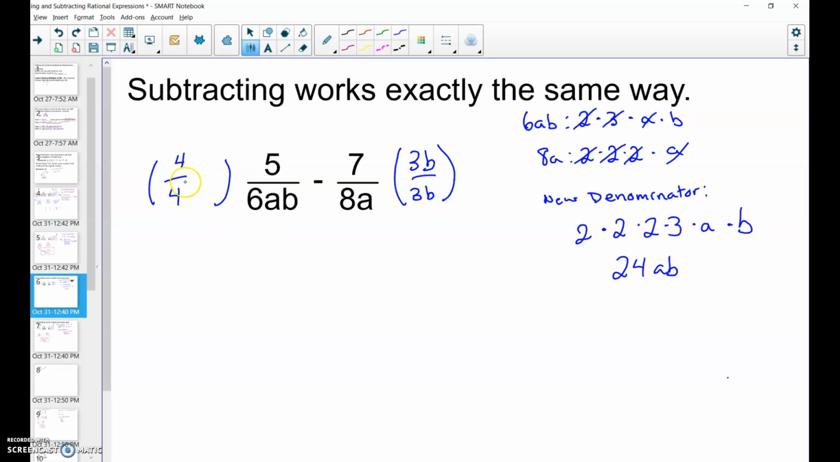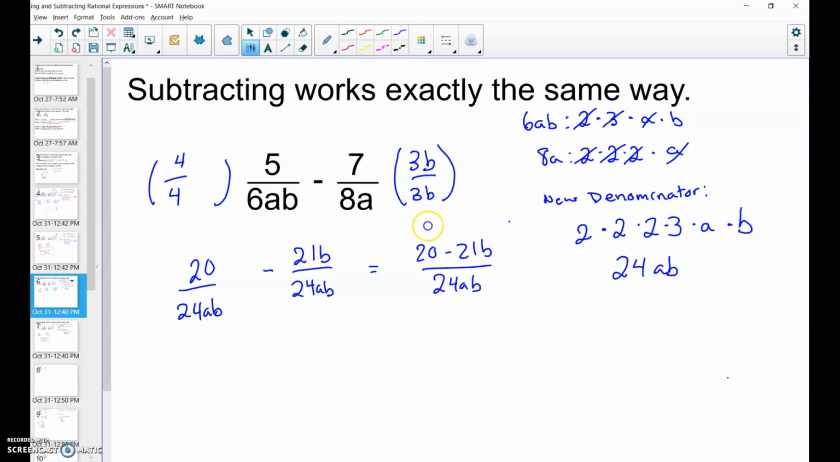Okay, now go ahead and multiply across separate fractions. 20 over 24ab minus 21b over 24ab. Again, your denominators in this step should match up. If they don't, then we did something wrong. Now you can go ahead and subtract your numerators. 20 minus 21b. You cannot simplify that because the 20 doesn't have a variable with it. All over 24ab. That's your final answer. There's nothing else you can do with that one.